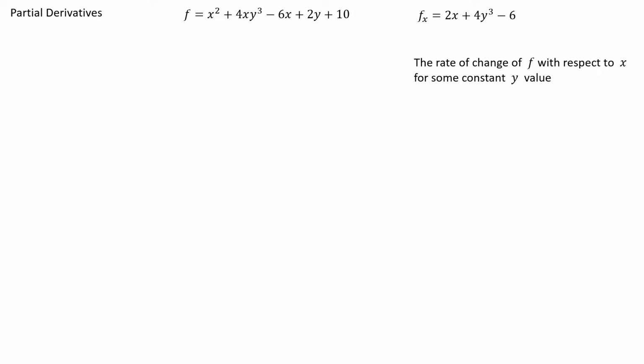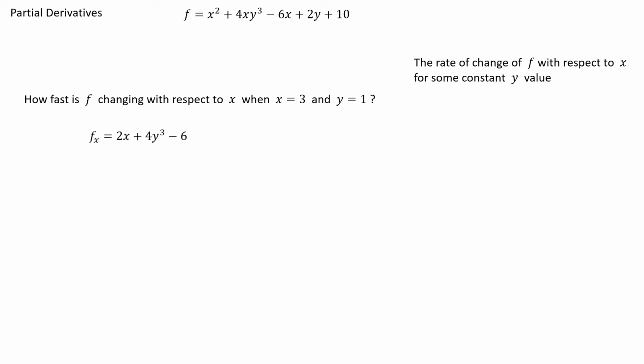To get a little bit more sense of what a partial derivative actually means, let's think about the rate of change of this function with respect to x for some constant value y. That is what we just calculated. For this, we'll ask the question, how fast is f changing with respect to x when x is 3 and y is 1? Remember, since we're calculating a partial derivative with respect to the variable x, y is assumed to be constant. Here's the partial derivative we got earlier when we calculated it.